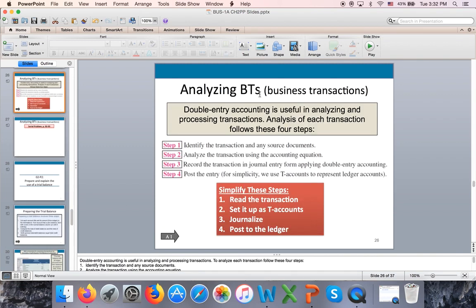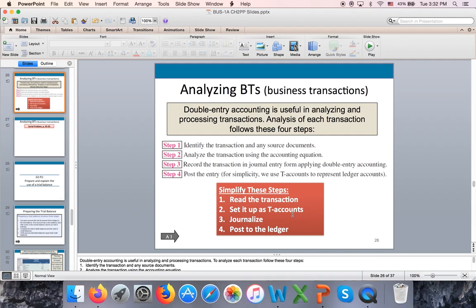So we're going to analyze business transactions. Again, we're going to follow these simple steps. We're going to read the transaction. We're going to set it up as T accounts. Now, this is not a part of many problems. Where do you do the T accounts? Please do them on a piece of paper. I'm just going to do them on a blank slide.